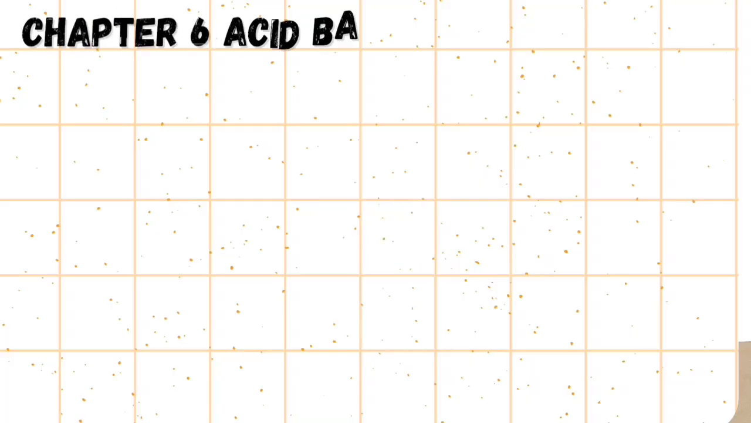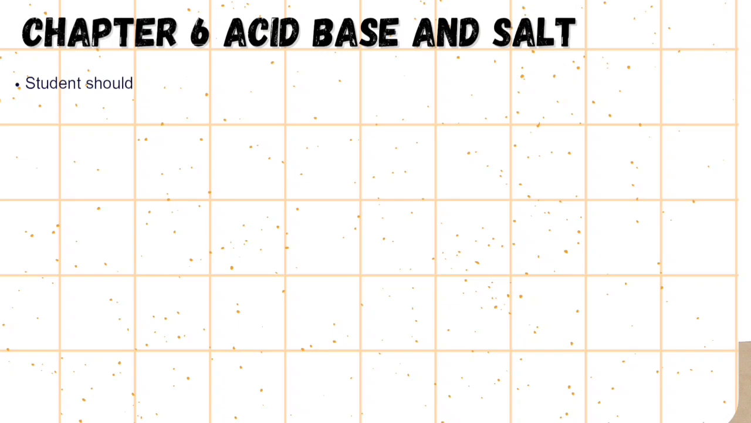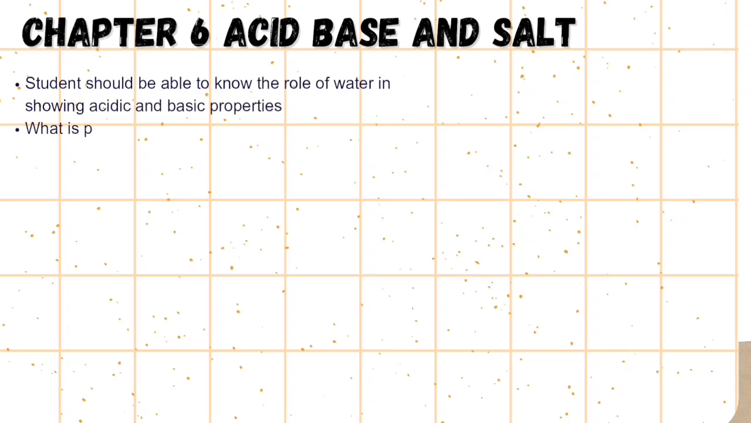So today we will cover chapter 6, acids, bases and salts. For this topic, you should be able to know the role of water in showing acidic and basic properties. And the second is you need to know what pH is, and then the strength of acid and alkali.